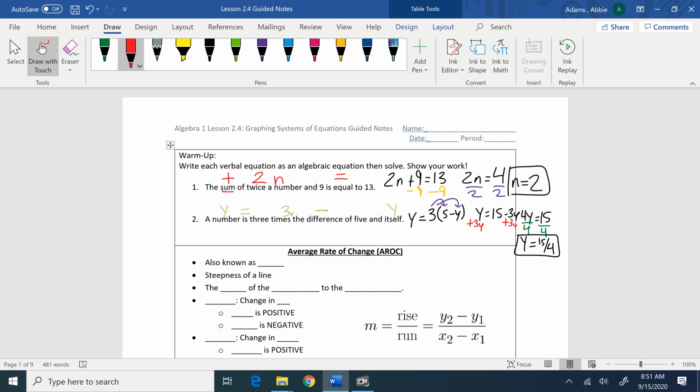And before we get into the systems of equations, we've actually got to talk about the average rate of change. So you'll see it referred to as AROC. This is also known as the slope of a line. The slope of a line is the steepness of a line. We also refer to this as the ratio of the change in y to the change in x.